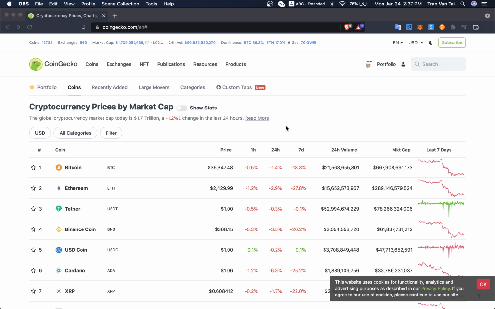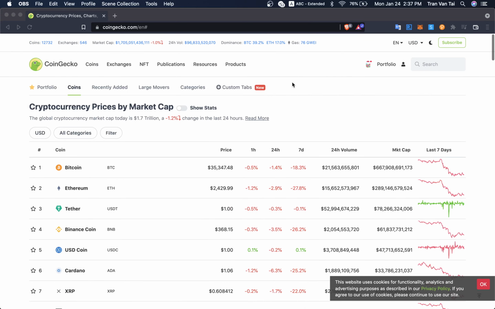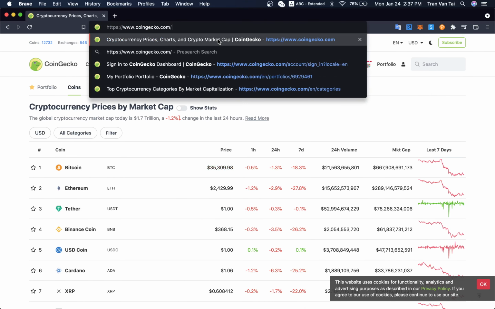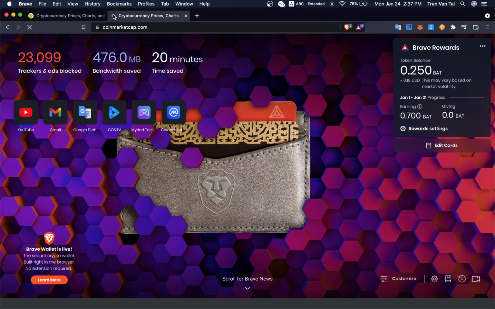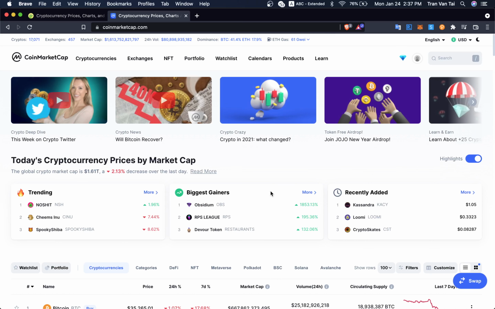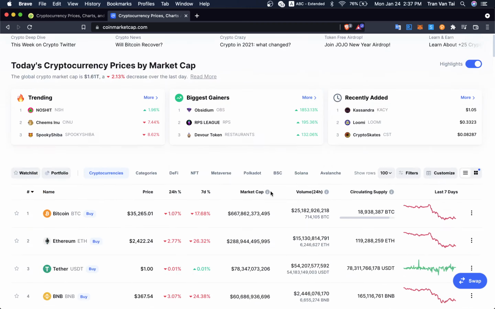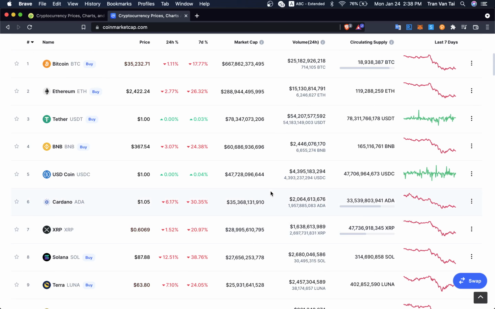As you can see on the screen now, there are a lot of tokens, and this is the main page from CoinGecko, and then I will enter CoinMarketCap. It is similar to CoinGecko, but in my opinion, I really want to use CoinMarketCap more than CoinGecko because CoinMarketCap really has an intuitive interface on the main page, and there are some other tools for us to use.